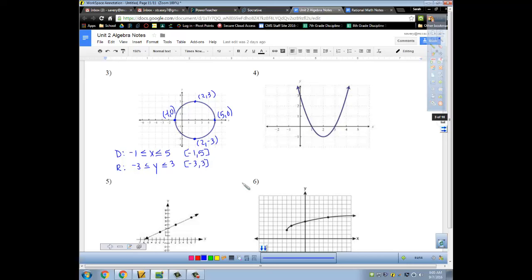Number 4 and number 5 are both a little strange. When I try to find my furthest to the left point, I notice these arrows. These arrows tell me that it's going to keep going and going, which means there is no definite left point. And the same thing's going to happen with my right. It's going to keep going, which means I have no definite right point. So that means my domain can be all real numbers.